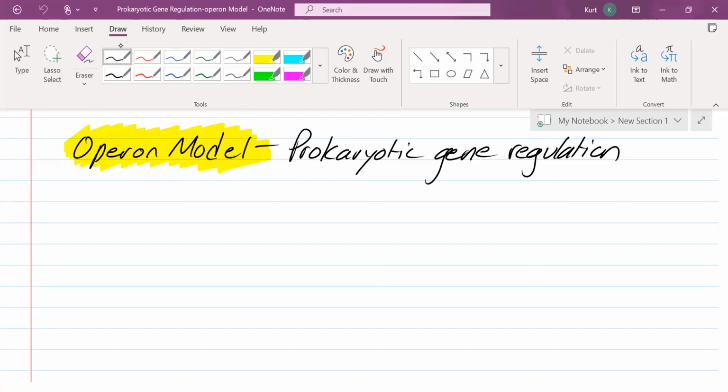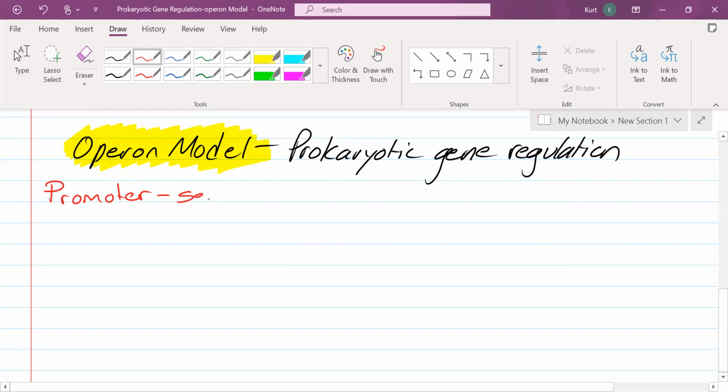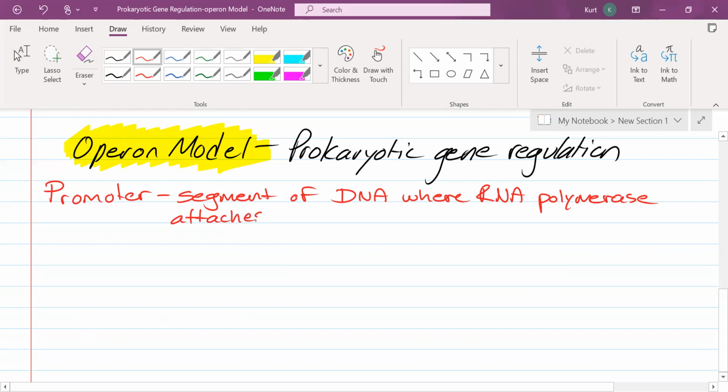All right. So there are several components to an operon, and this is how bacteria are able to regulate their genes. The first part that we're going to mention is the promoter. The promoter is a segment of DNA where RNA polymerase attaches to the operon.